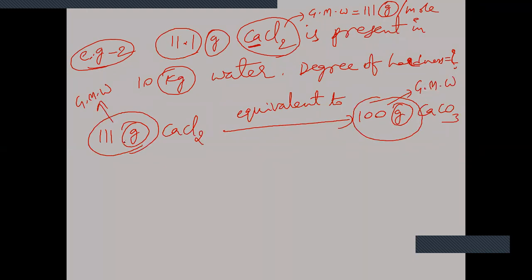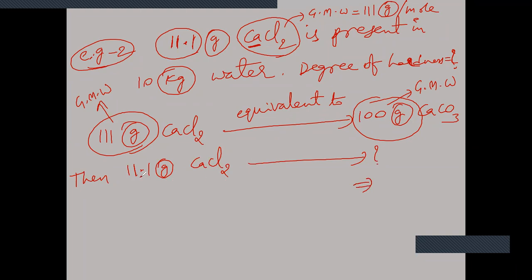So 111 grams of CaCl2 is equal to 100 grams of CaCO3. But here in the question, how much is given? 11.1 is given. Then 11.1 grams of CaCl2 is equivalent to how much?